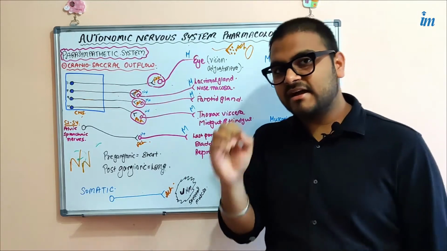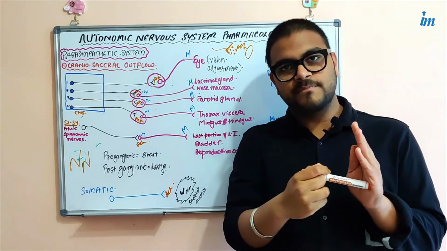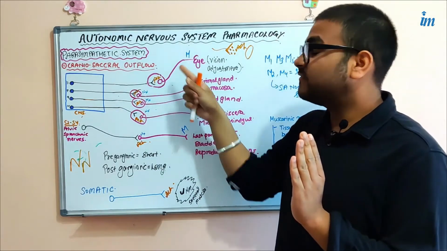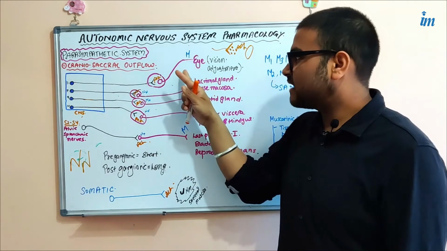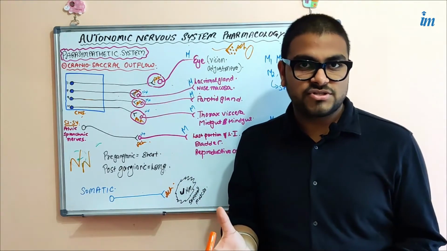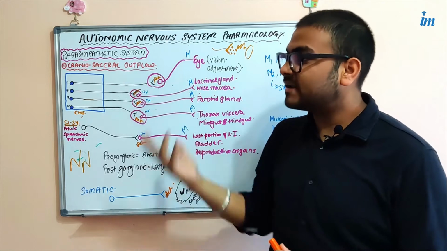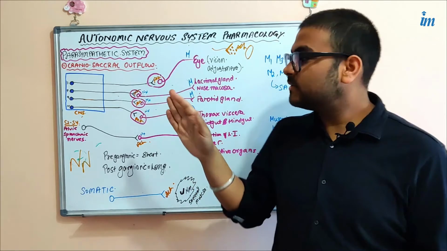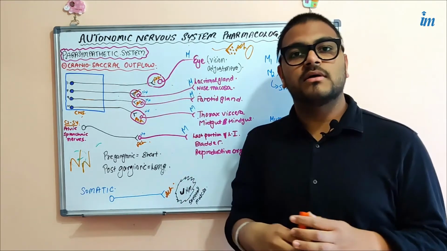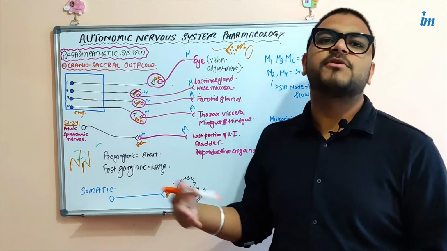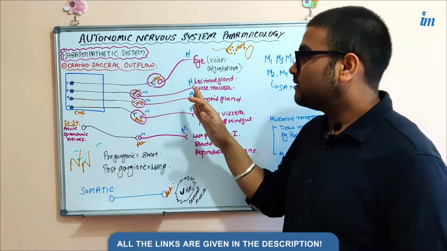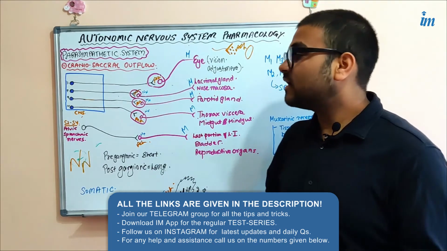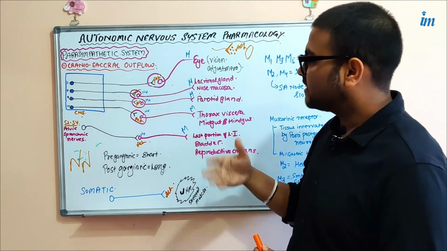The lacrimal gland has muscarinic receptors, and when acetylcholine is released on that receptor by the postganglionic neuron, it will cause lacrimation. So this is one of the functions of the parasympathetic nervous system: lacrimation. Similarly, salivation occurs when the postganglionic neuron innervates the salivary glands, that is the parotid gland and submandibular gland. These glands all have muscarinic receptors, and when they are innervated, the effects are produced.